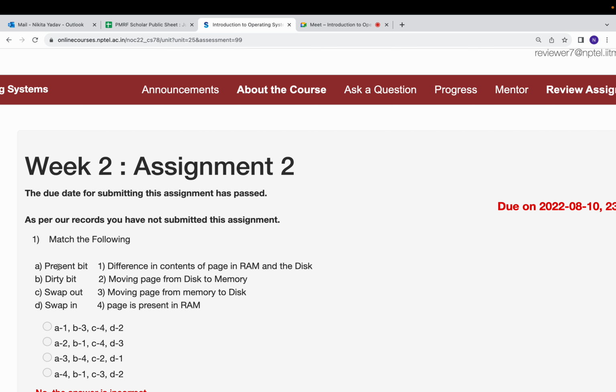So present bit. Present bit is present in the page table, and it indicates whether the page is available in RAM or not. So it is option 4, match with option 4 here, page is present in RAM. Dirty bit. So this bit indicates whether the content of the page was modified or not. Dirty bit is 0 or 1. 1 means that it was modified.